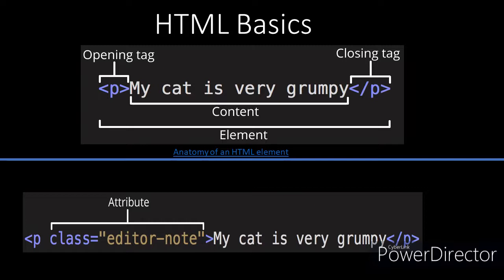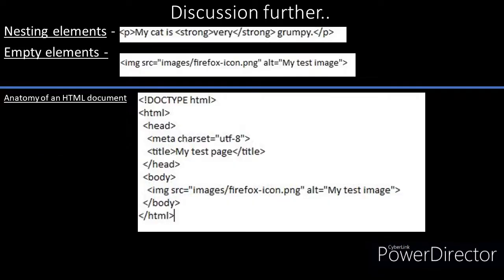we will be discussing. So you can see within a paragraph element, we have something called an attribute. The attribute has one part, the attribute type, and the other is the attribute name. So this is how we write an attribute. In this case, we have an attribute type called class and the attribute name editor-note, which is enclosed within quotation marks.